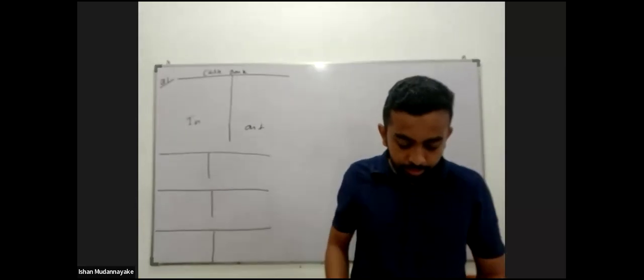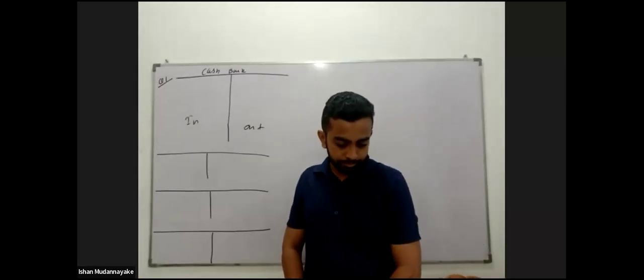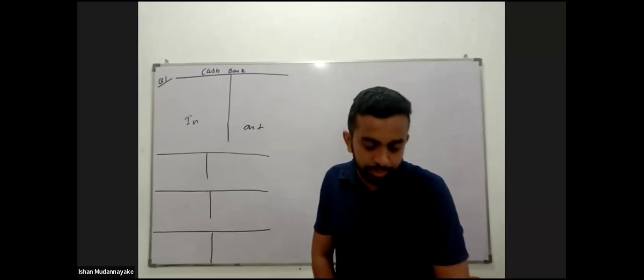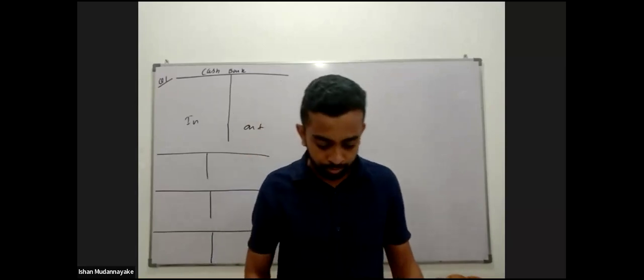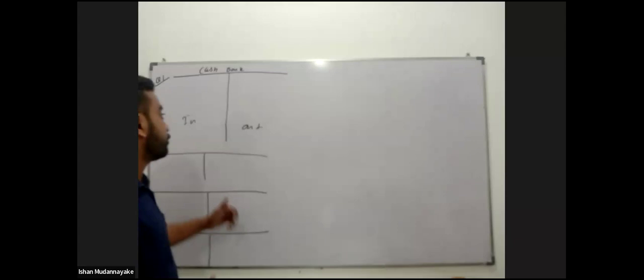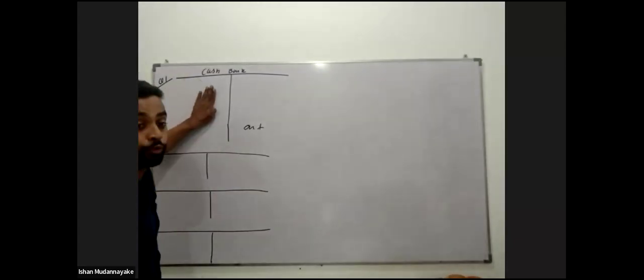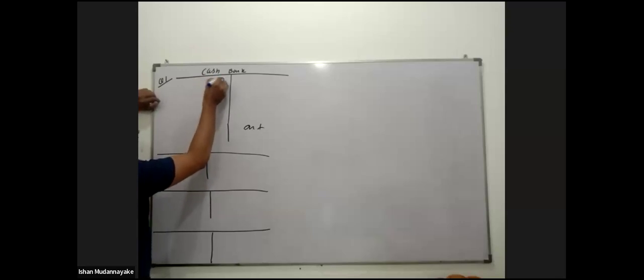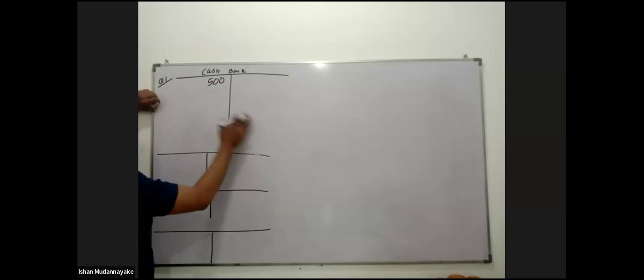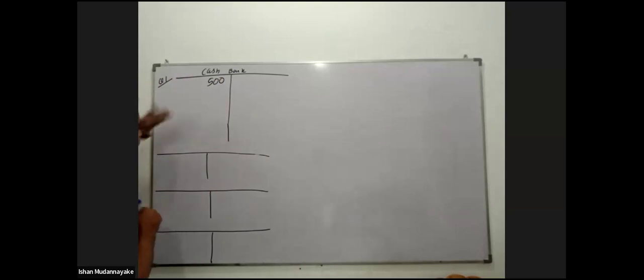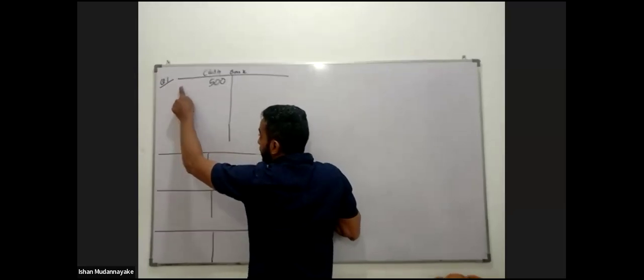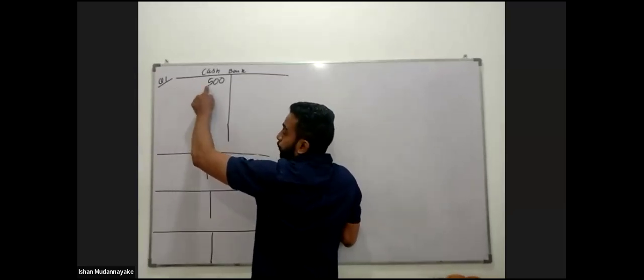Look at transaction one. First transaction: the owner invested 500,000 as capital. How to record? If the owner provided 500,000 to the business, it is a cash inflow into the business. Then cash book debit 500,000. Here you need to write down the opposite account name.